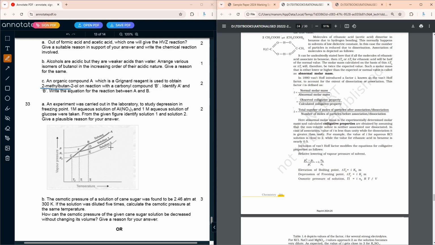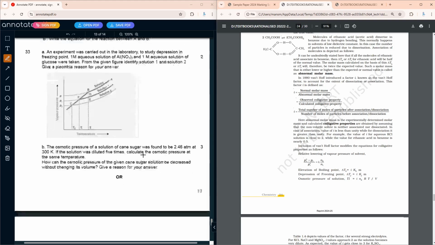So solution 2 is going to be the AlNO3 taken thrice, and solution 1 is going to be the glucose. And again, if you think about it, glucose is not going to form ions, so you could also just say that because of the inability of glucose to form ions, the value of i for glucose is going to be equal to 1 because it just dissolves. So obviously this is ionic, so it is going to form more ions, and because of this difference, AlNO3 is going to be solution 2 and solution 1 is going to be the glucose.